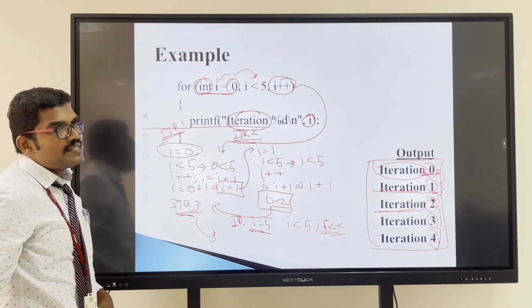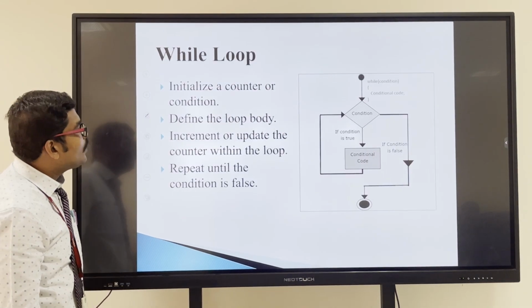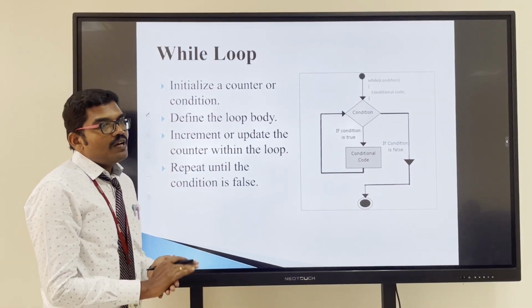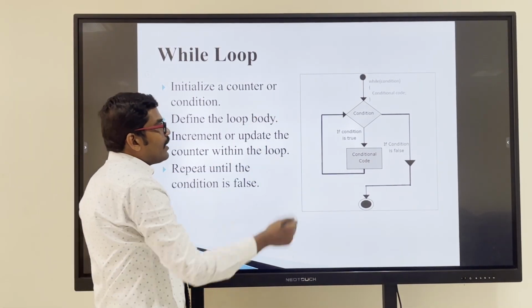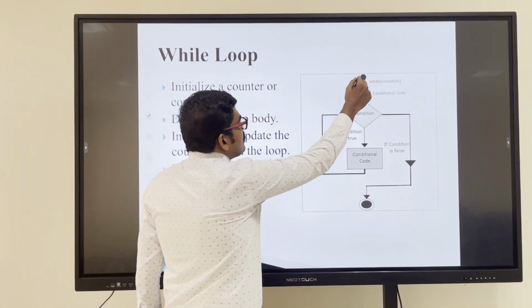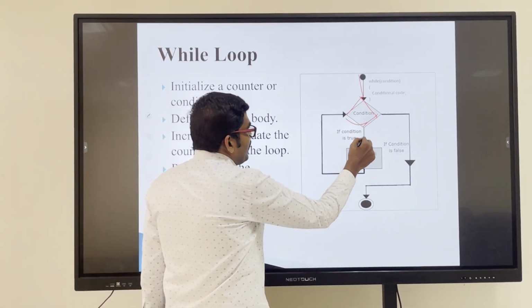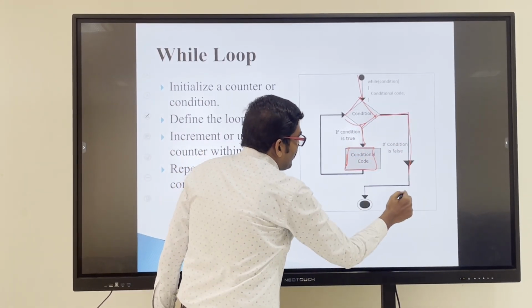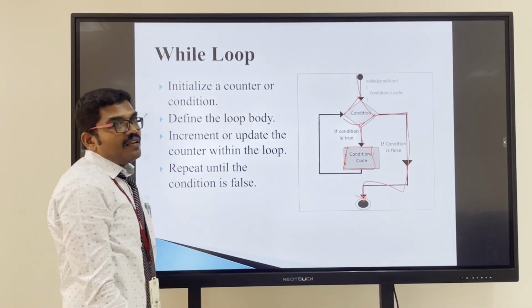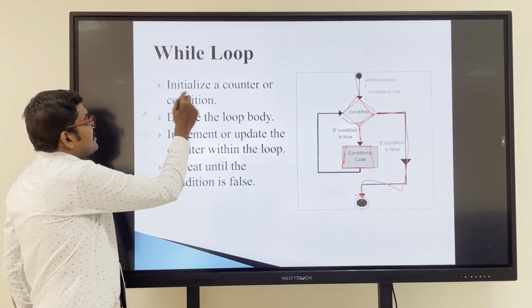So this is a simple example for the for loop. The next one is the while loop. It also comes under the same category, entry level. This flow diagram shows the operation. Entry level we already know. First it will check the condition. If it is true, the code statement will be executed. If it is false, it will move away from the code block. So here also we have the same.